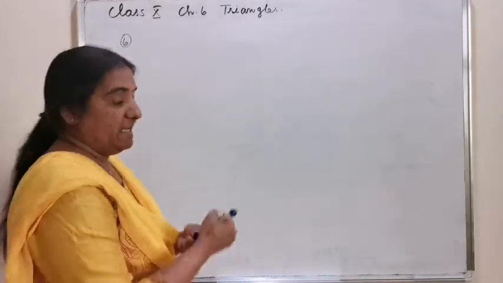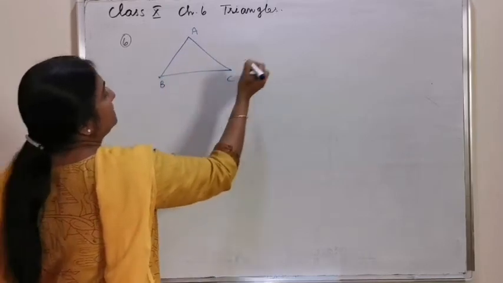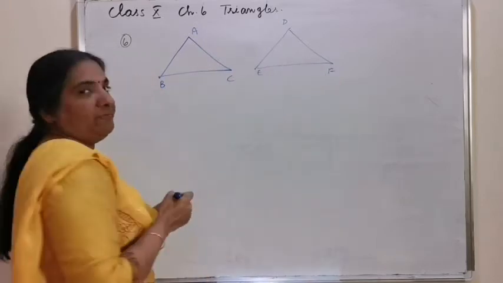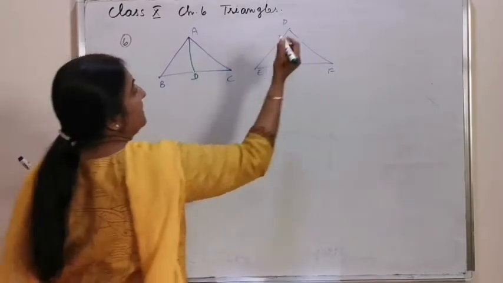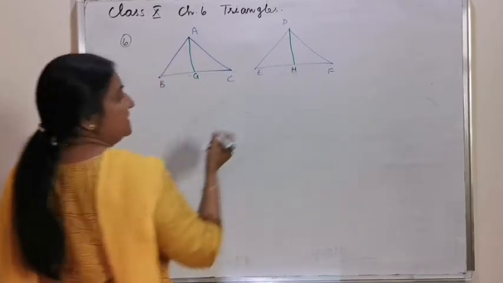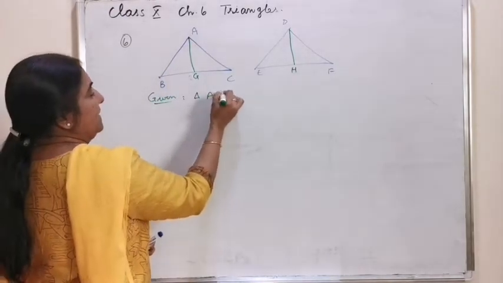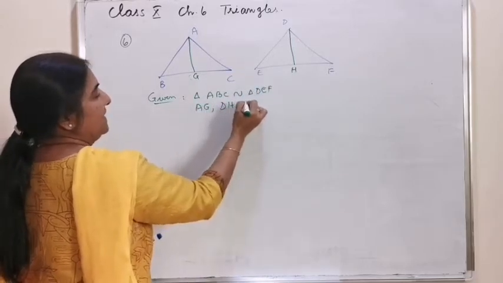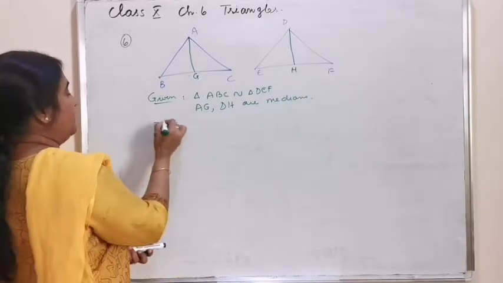Prove that the ratio of areas of two similar triangles is equal to square of ratio of their corresponding medians. So it is given that triangle ABC and triangle DEF are similar, and one more condition is the medians are AG and DH. So the given condition, the first condition is triangle ABC similar to triangle DEF. Second condition, AG and DH are medians.